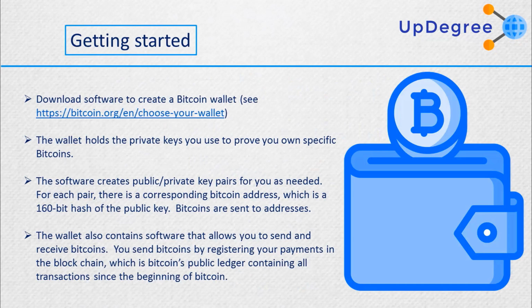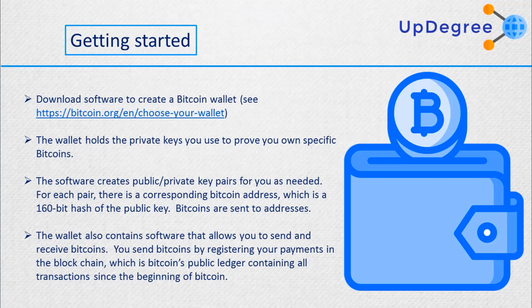So if you want to have a Bitcoin, first make sure that you choose your wallet, and you can download software for a Bitcoin wallet. This wallet helps you hold the private keys for your specific Bitcoins, and the software creates public-private keys as you need. The address is basically a 160-bit hash of the public key, and Bitcoins are sent to these addresses. The wallet also contains software with which you can receive Bitcoins.